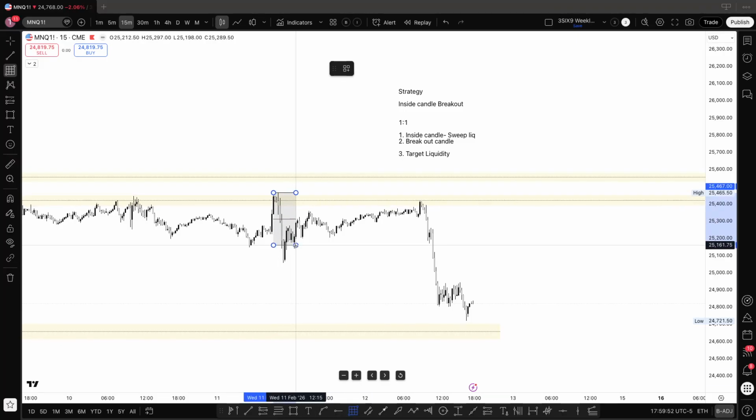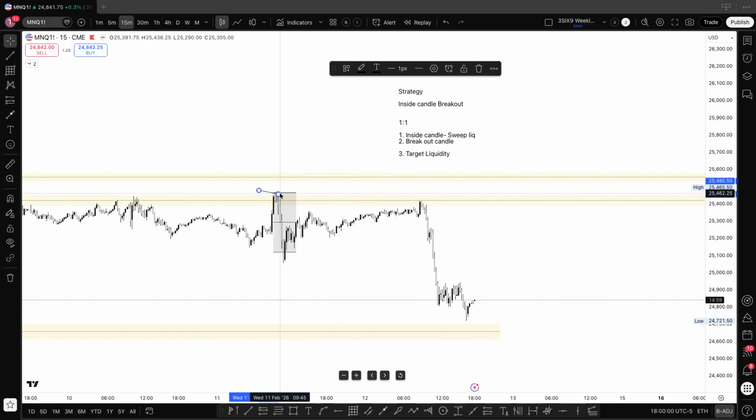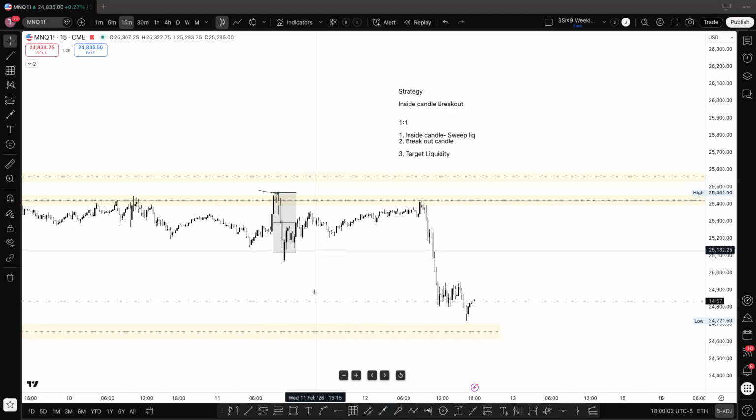Let me show you the breakout candle. Look at that. That's the breakout candle. That's the inside candle, and there's a liquidity sweep. That's the inside candle. That's the breakout candle, target 1 to 1. All right, that's one trade for that day, for yesterday.